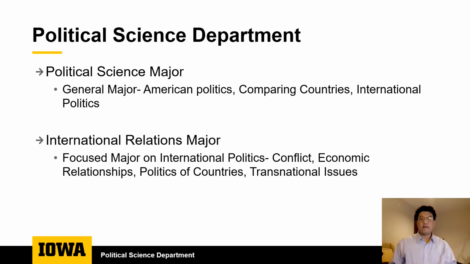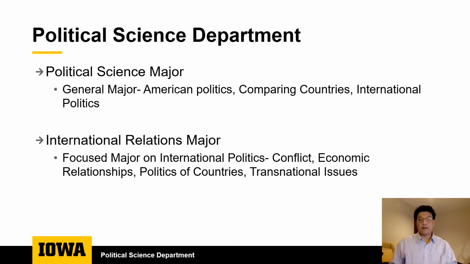Another area that this major looks at is politics within countries, and it compares those politics within those countries. So, for example, it may look at how democracies versus non-democracies operate. It may look within democracies how different types of democratic institutions operate and produce different outcomes. It may also look at how attitudes about particular issues vary across countries.